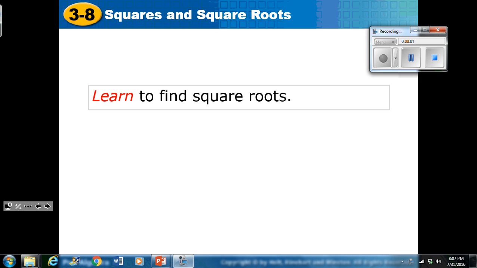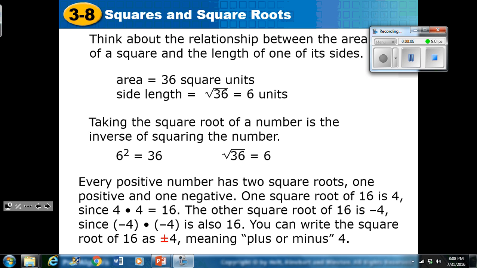Lesson 3-8, squares and square roots. Okay, let's focus on the bottom of this slide. Every positive number has two square roots, one positive, one negative.